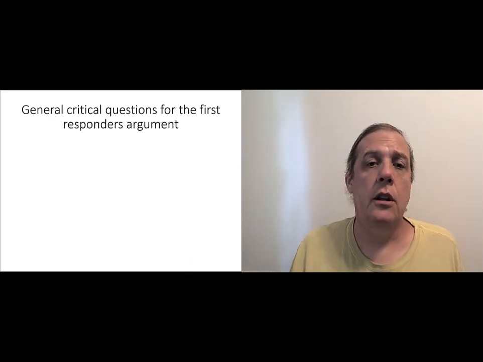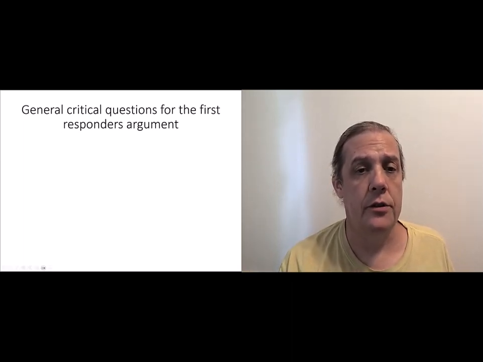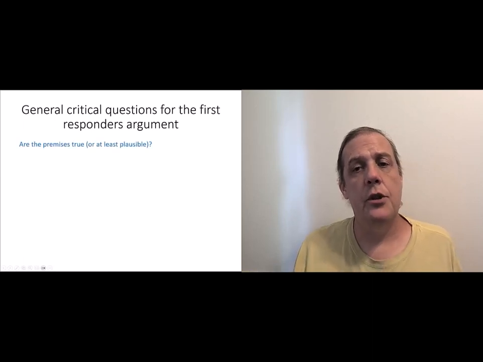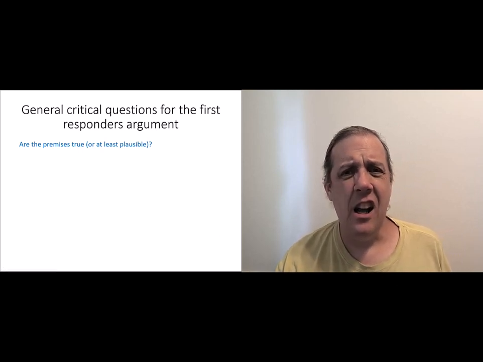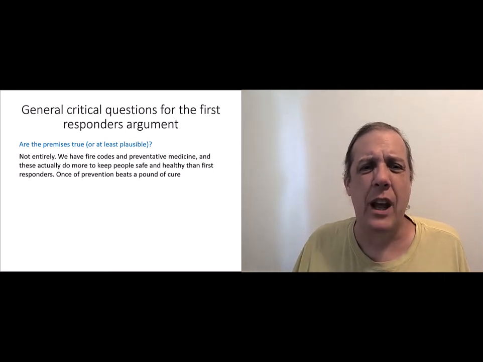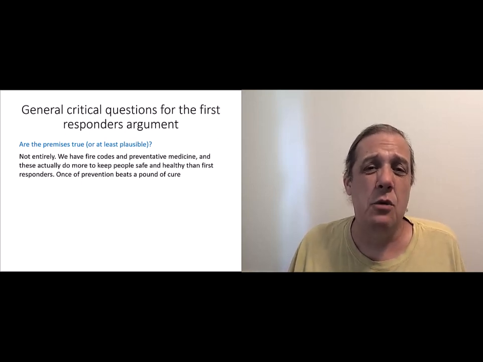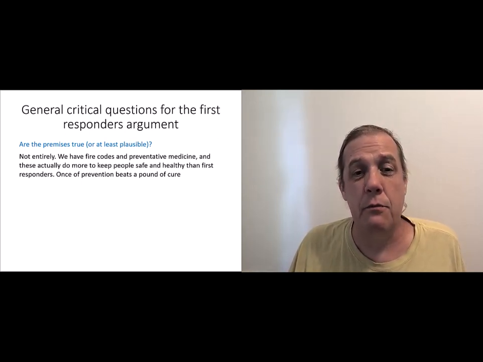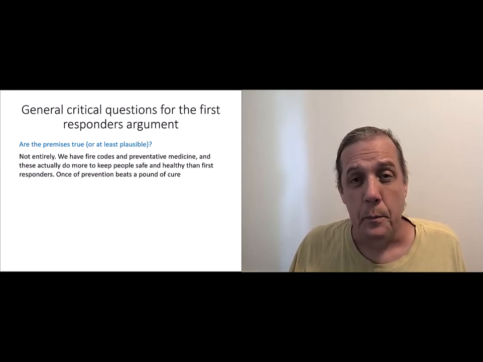Okay, so let's just jump to the critical questions, and we'll start with the general critical questions. Are the premises true, or at least plausible? Well, I mean, kind of no. You think, oh, well, there's no such thing as a fire patrol in the modern era, although there was in the 19th century, I think. But we do have preventative measures. We have fire codes. We have preventative medicine. And these actually do more to keep people safe and healthy than the first responders do. Like they say, an ounce of prevention beats a pound of cure.